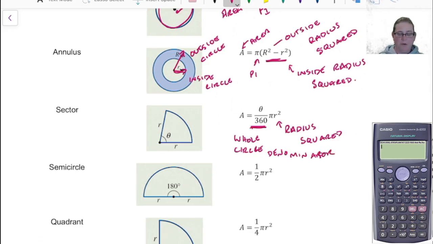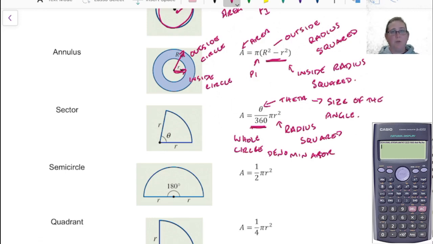And then up the top, that's our theta symbol. And theta just represents the size of the angle that we're working with. And that gives us the proportion of the circle that we're dealing with. So it just gives us that small part, piece of the pie, if you will.